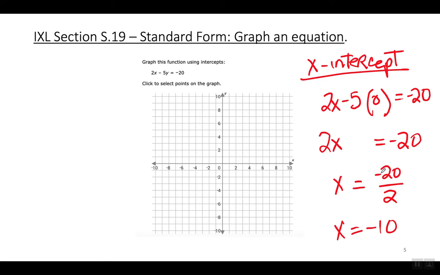Again, you could do this with mental math. Esto se puede hacer en la mente. Oh, whoops, that's wrong, sorry. I was just kidding. X equals negative 10 over here.